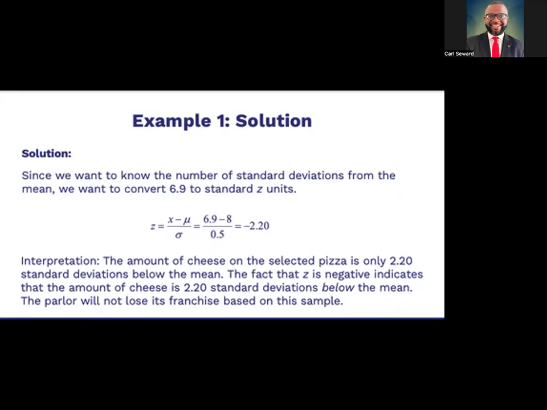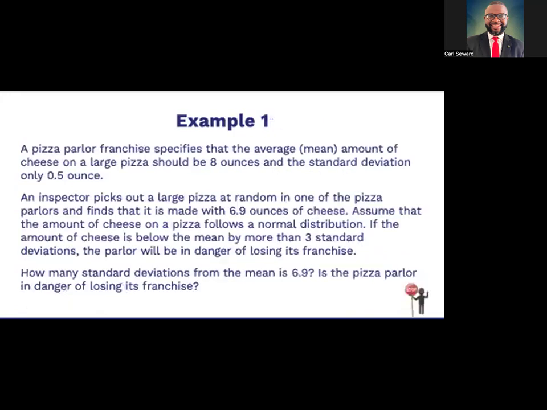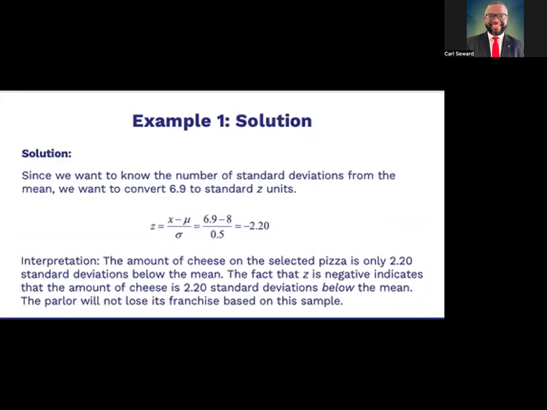And guess what? The inspector is not going to close the franchise, because the negative 2.2 is within the deviation range I'm looking for. Again, go back and take a look at the problem. The problem says a large pizza should be 8 ounces with a standard deviation of 0.5. So 6.9 is negative 2.2. And again, the negative 2.2 indicates that it's below the mean, but the parlor will not lose the franchise because of it.